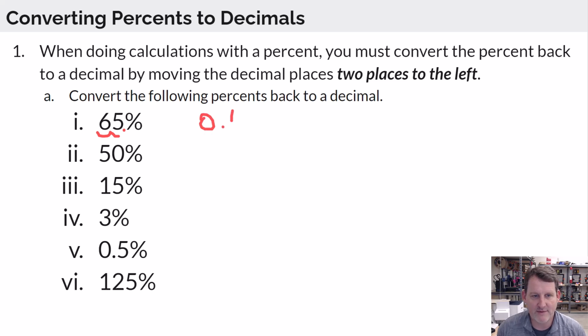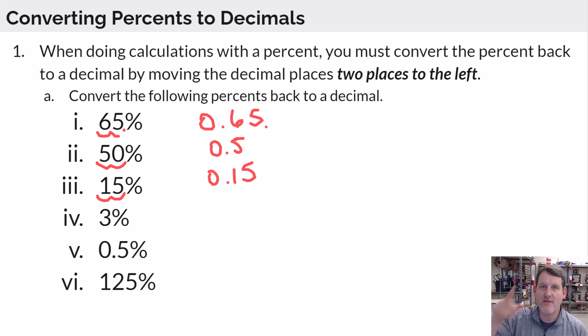The real number for 65% is 0.65. 2 places back, 1, 2. The real number for 50% is 0.5, half. The real number for 15%, 1, 2 places back, is 0.15. Notice I'm not putting percents on these anymore because I've undone the move. So there's no reason to warn people that the decimal's in the wrong place because it's in the right place now.